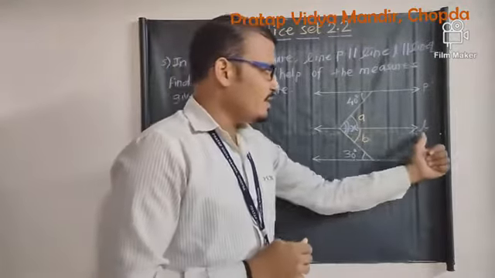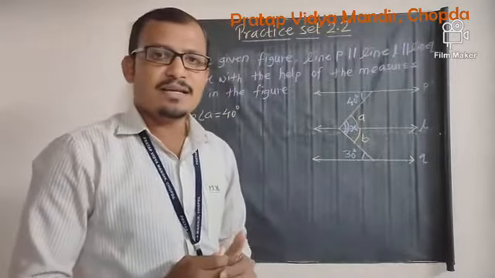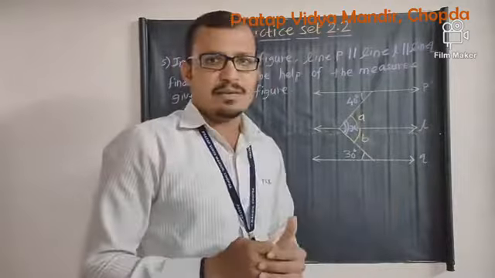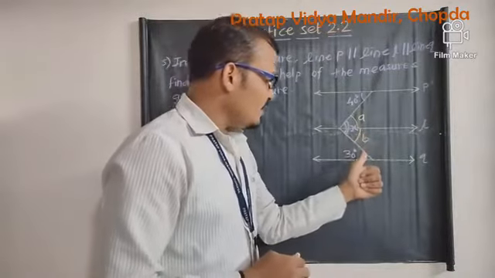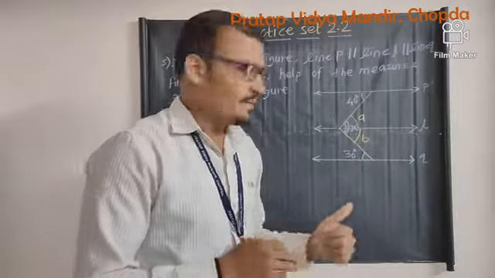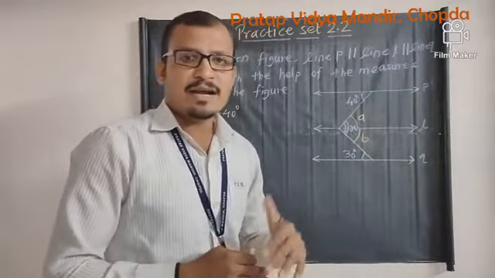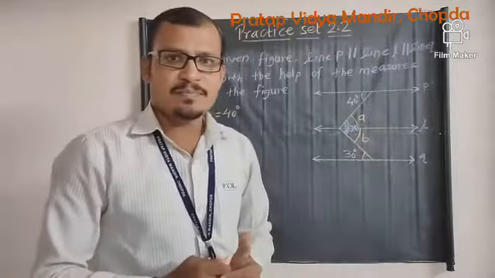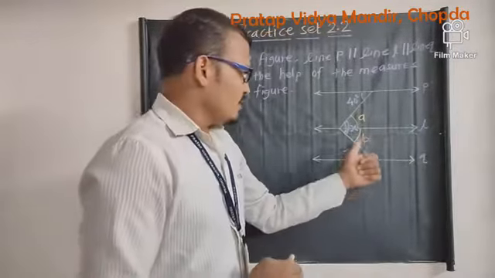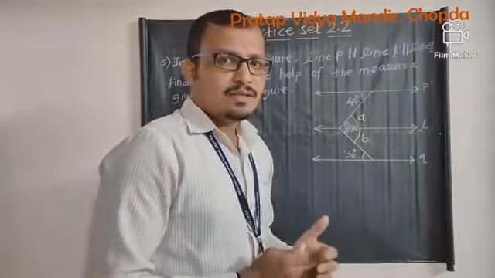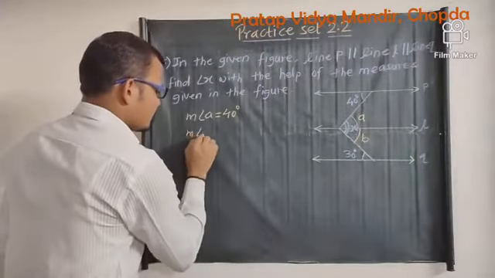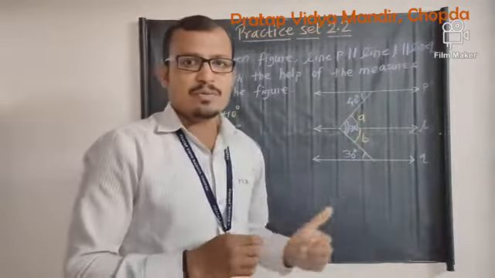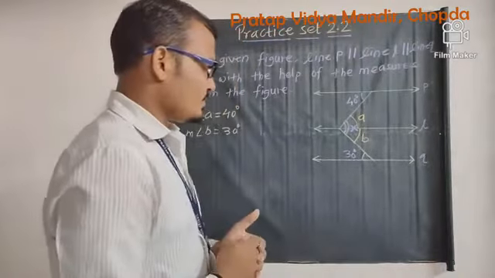Similarly, line L and line Q are also parallel lines, and this line is the transversal of line L and line Q. So this angle B and this angle of measure 30 degrees are also alternate angles, and according to the property of alternate angles, these two angles are also congruent, and hence the measure of angle B is also 30 degrees. So measure angle B is 30 degrees according to the property of alternate angles.